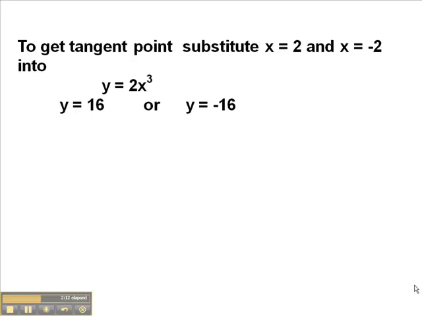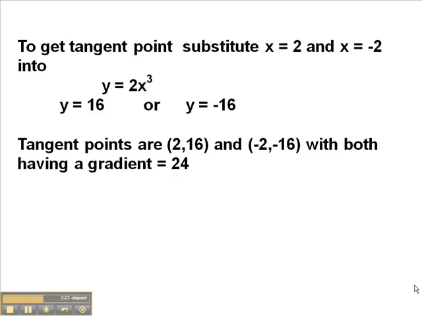So doing that would give me y equals 16 and y equals negative 16. So the tangent points are (2, 16) and (negative 2, negative 16), and the tangent to the curve at both these points has a gradient of 24.